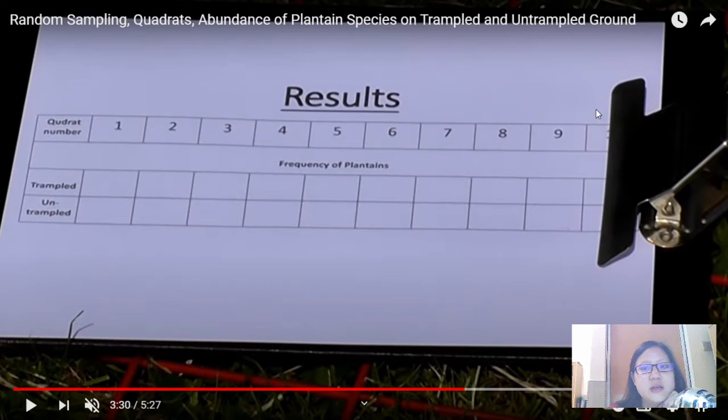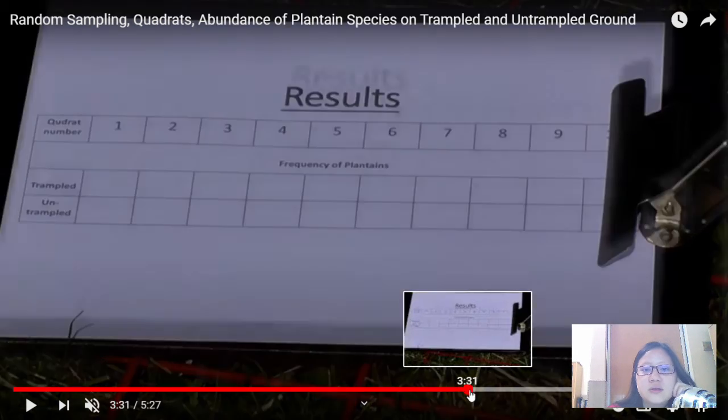So they do this multiple times. I think they're doing it 10 times for the trampled and 10 times for the untrampled area. Okay. And each of these particular quadrats are randomly placed, and they're using a random number generator to do so.